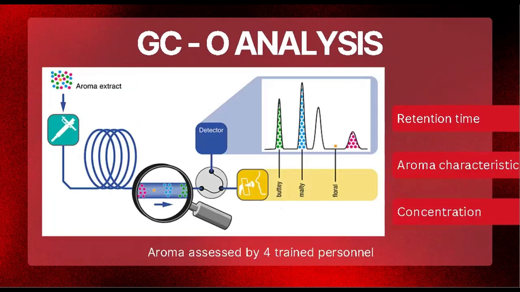GCO analysis was conducted by a panel of 4 well-trained assessors. Retention time and aroma characteristics of each compound were recorded at their peak. Only odorants that were detected by more than 2 assessors were recorded. Also, the ratio of the peak area of the compound relative to the peak area of the internal standard was used to determine the concentration of analytes.